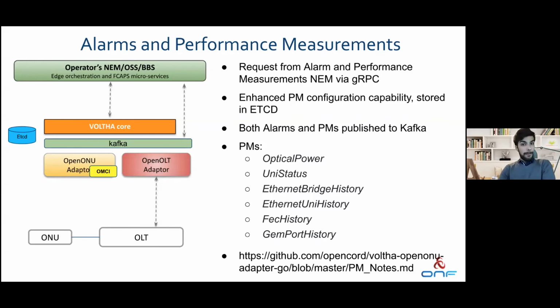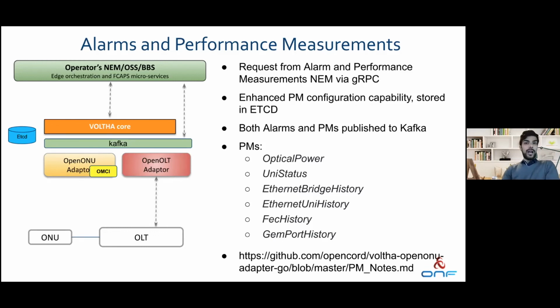Just as an example, for performance measurement, what we currently support is optical power, UNI status, Ethernet bridge history, Ethernet UNI history, FEC history, Gemport history. We're looking at adding a few more, and you can find more information in this link. Again, this was provided by Girish, who is the main author of the contributions to the performance measurements.